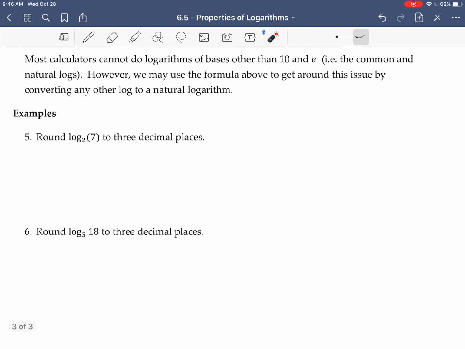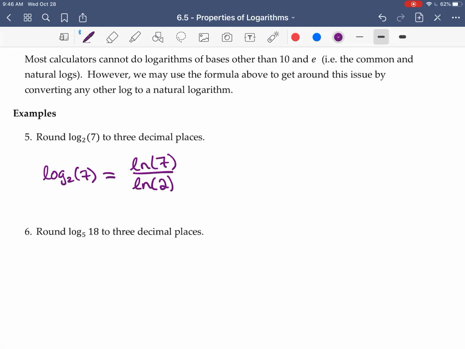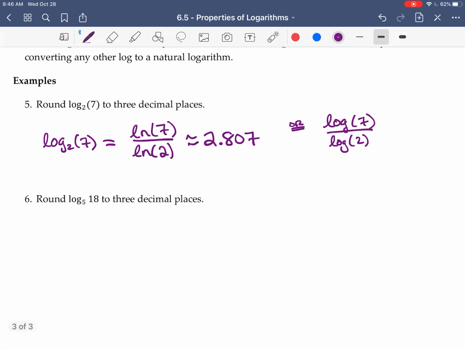Let's just do one of these. My calculator doesn't do log base 2 of 7. So what I would do is switch to base e, so that's ln. It's going to be ln of 7 divided by ln of 2. If I compute that, you're going to get approximately 2.807, rounded to 3 decimal places. Or you could have switched to base 10, and then it would have been log base 10 of 7 over log base 10 of 2. Again, same answer. I'm going to leave example 6 for you to do.